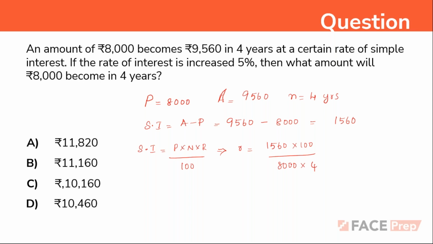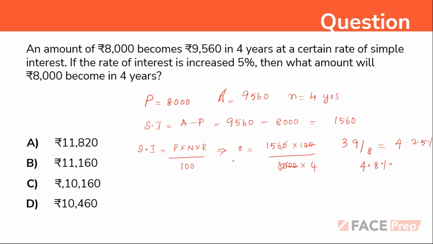So here 2 zeros and 2 zeros will get cancelled. 1 zero will get cancelled. So 156 divided by 8 into 4, that is 32. So we will be getting 39 by 8, which is 4.75%. Approximately I'm rounding it off to 4.8%. Okay. Now I got the rate of interest in the first case.